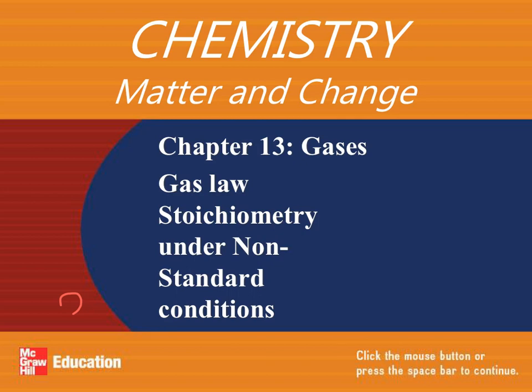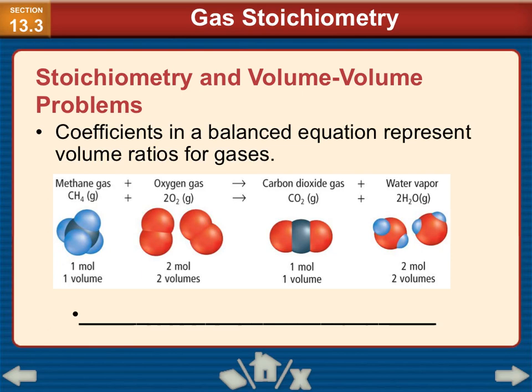Rogalski. We're taking a look at the final section in the Chapter 13 unit on gases, and that is gas law stoichiometry under non-standard conditions. We've already taken a look at stoichiometry and using gases in the stoichiometry unit, and in those cases we were working with conditions of STP. If you recall, we had STP conditions. We'll talk a little bit more about what they were, but hopefully you remember what they are.